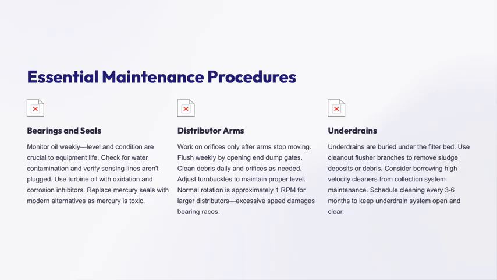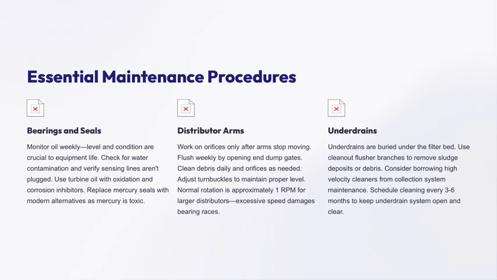Moving on to distributor arms, always remember to work on the orifices only after the arms have completely stopped moving. To keep them clean, perform a weekly flush by opening the end dump gates. Don't forget to clean debris daily and clear the orifices as needed. Adjust the turnbuckles to maintain the proper level of the arms. This is key to smooth operation.